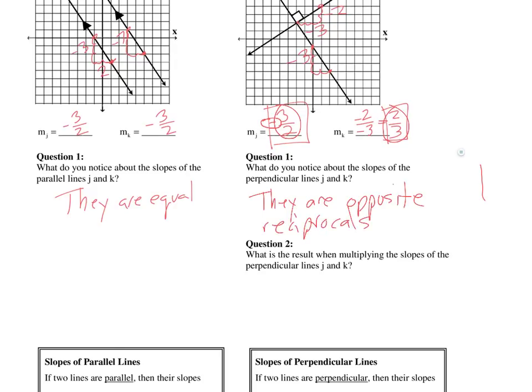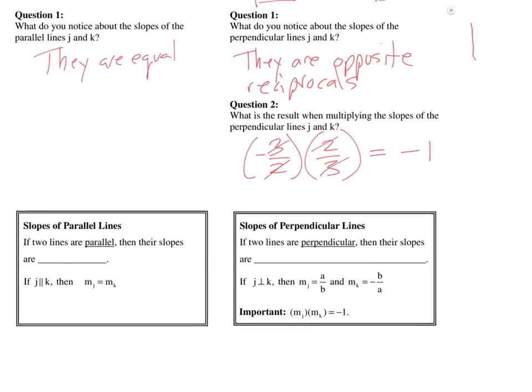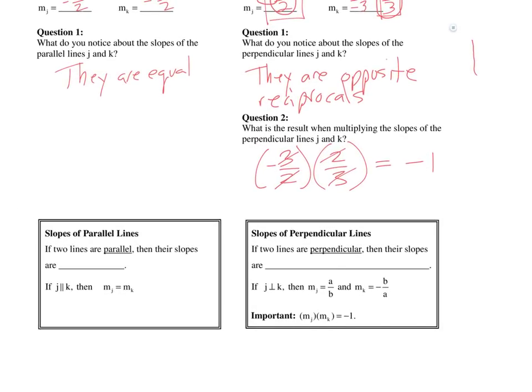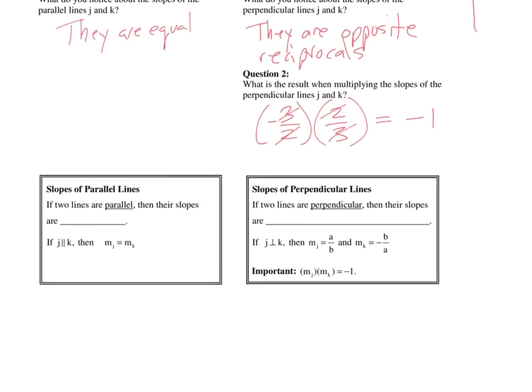And it says, what is the result when multiplying the slopes of the perpendicular lines? Okay, if we multiply these slopes, what do we get? Here I have negative 3/2, and then I have 2/3. If I multiply them, what happens? All right, these cancel out, so I'm left with negative 1. And that's actually one of the properties for perpendicular lines. Their slopes, when you multiply them, you get negative 1.